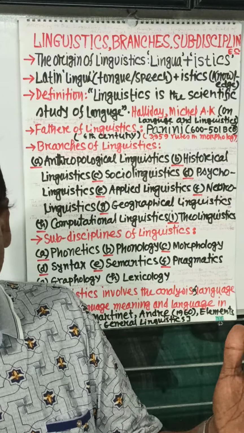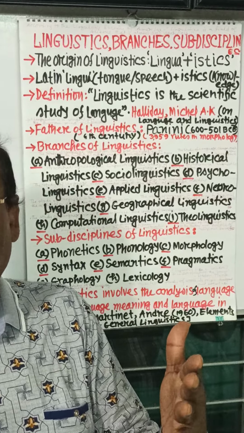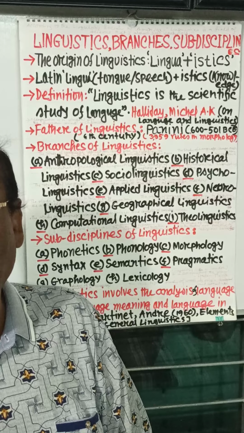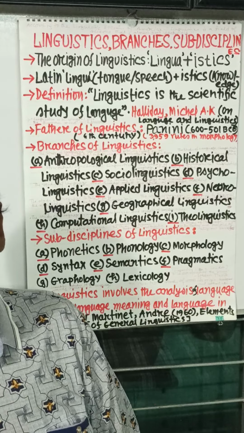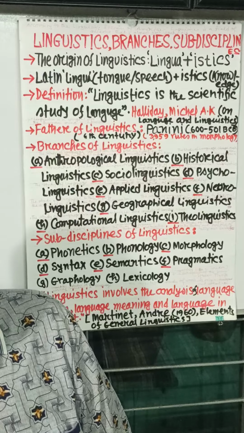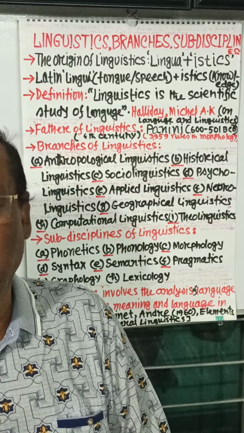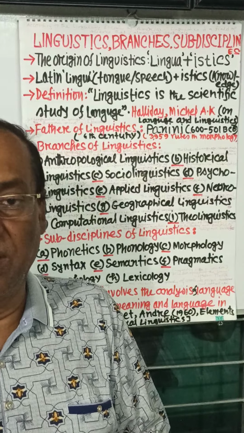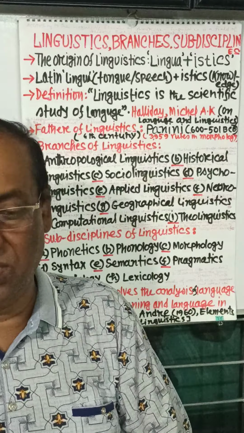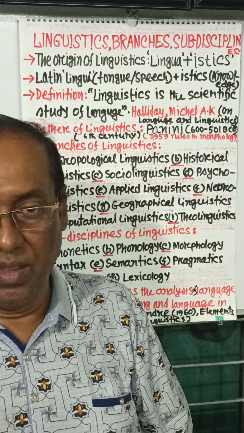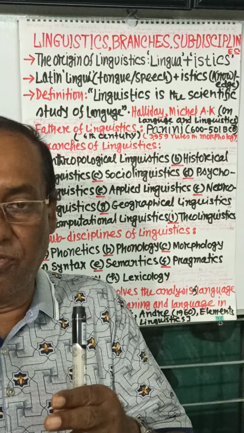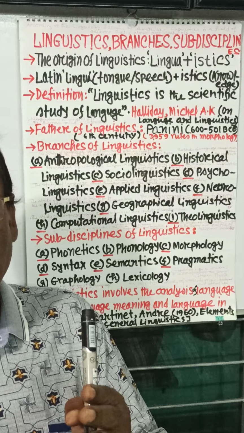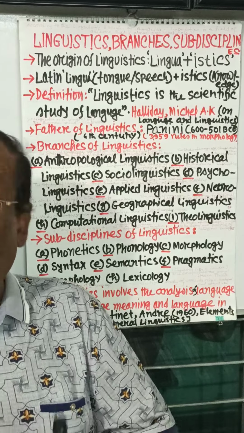If we want to mention Latin grammar, Latin linguistics, then we can mention a man named Priscian. Priscian is called the best known Latin linguist of the earliest time, and he flourished during the 6th century AD.